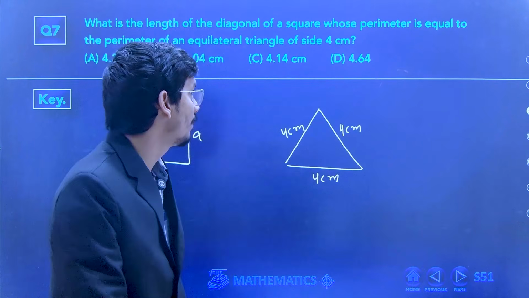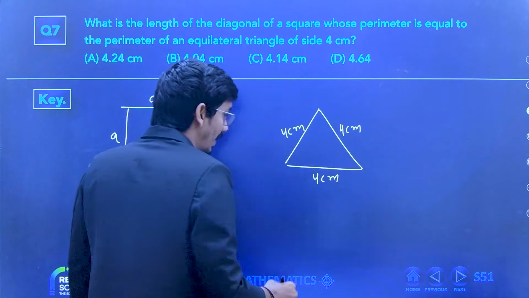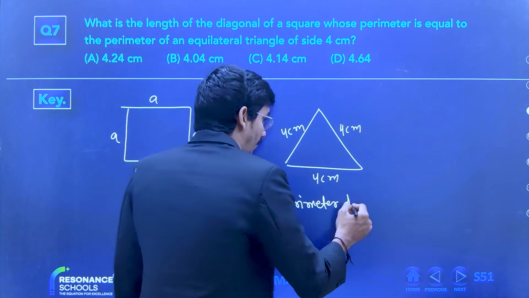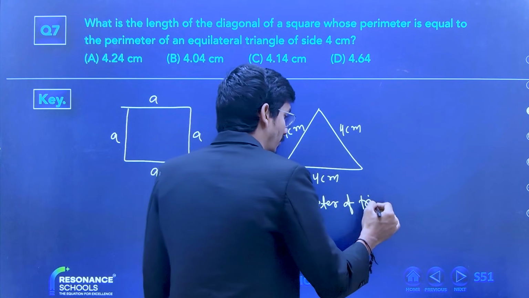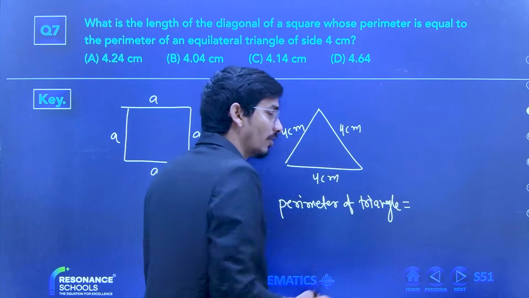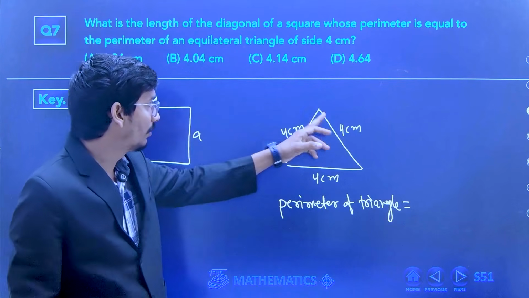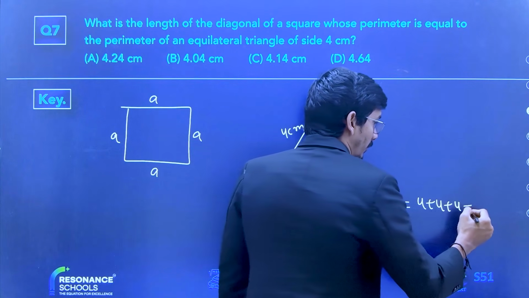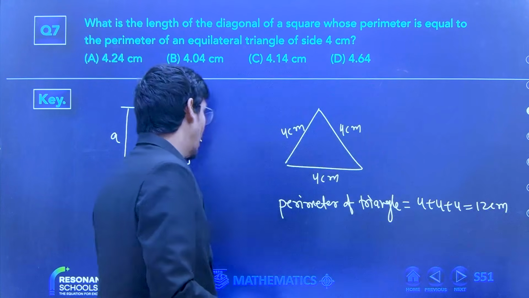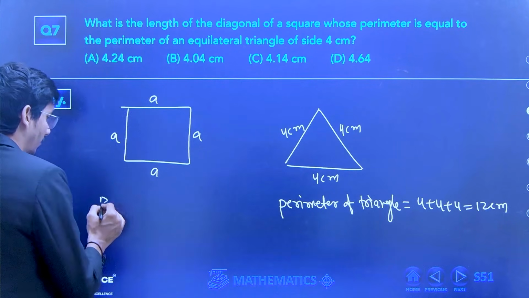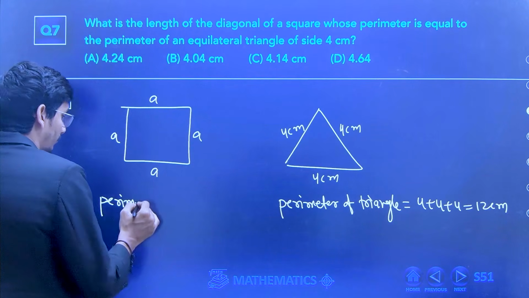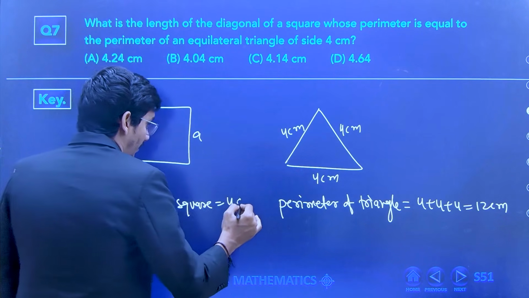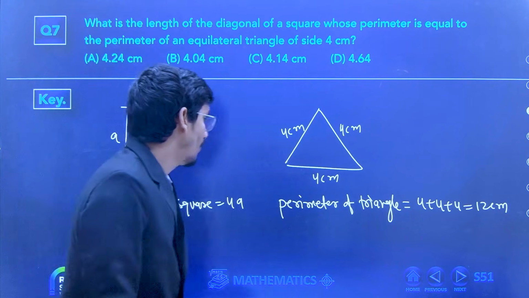Okay. So first of all, tell me what is the perimeter of the triangle? The perimeter of a triangle is nothing but the sum of all sides, 4 plus 4 plus 4, that is 12 centimeter. And what is the perimeter of a square if the side is A? That is 4A, beta. That is 4A.